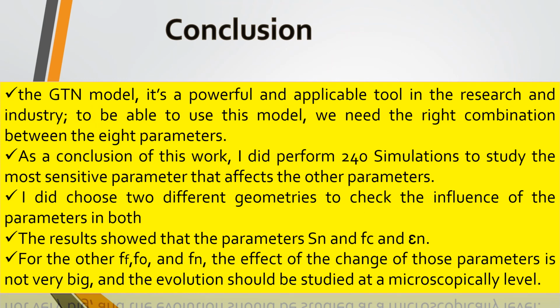In our conclusion, I would just like to mention that with different geometries, we have different most sensitive parameters. I already mentioned that for f0 and fn, the effect of changes is not very big. And the most sensitive parameters for both geometries, CT and NT, are Sn, Fc, and epsilon n.